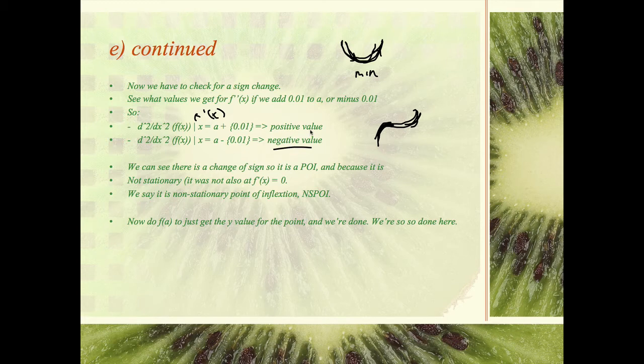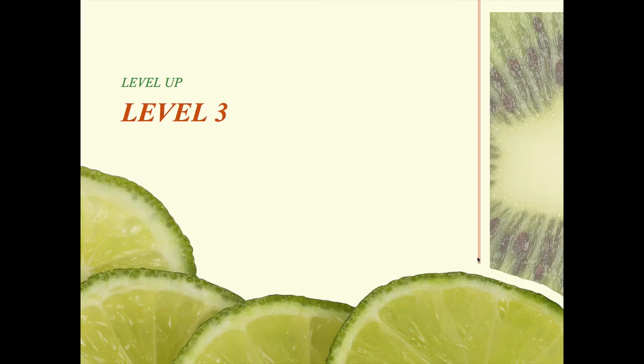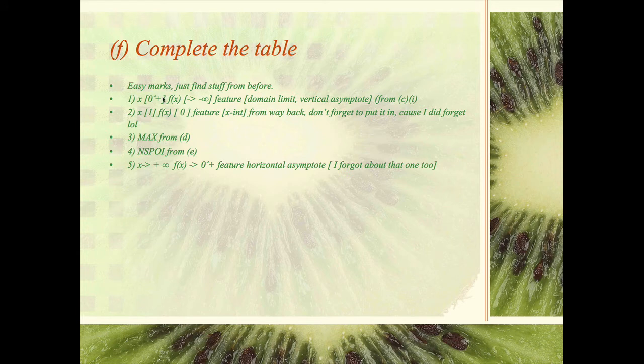We find their difference, so it's a point of inflection. And because it was not also at f dash of x, it's a non-stationary point of inflection, right? Because f dash of x shows where the stationary points are, okay? So now we just find f of a of that point, and then you've got your point. That's it, you're done. Complete the table.